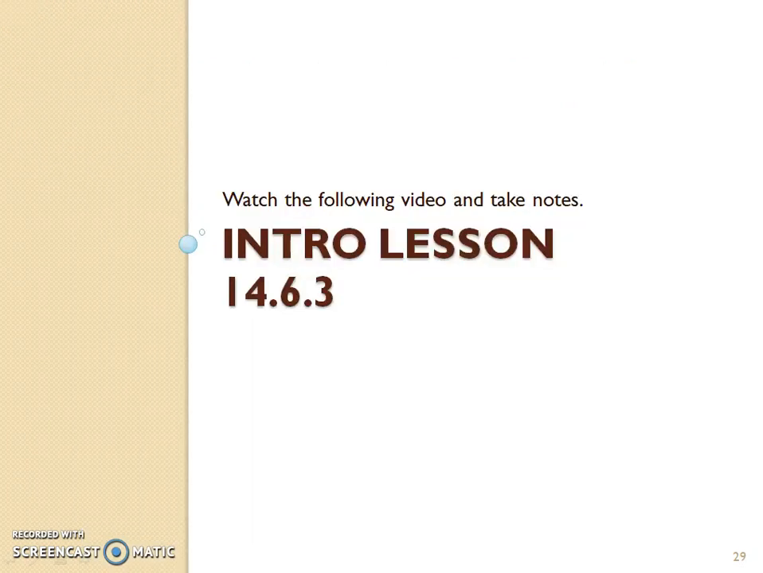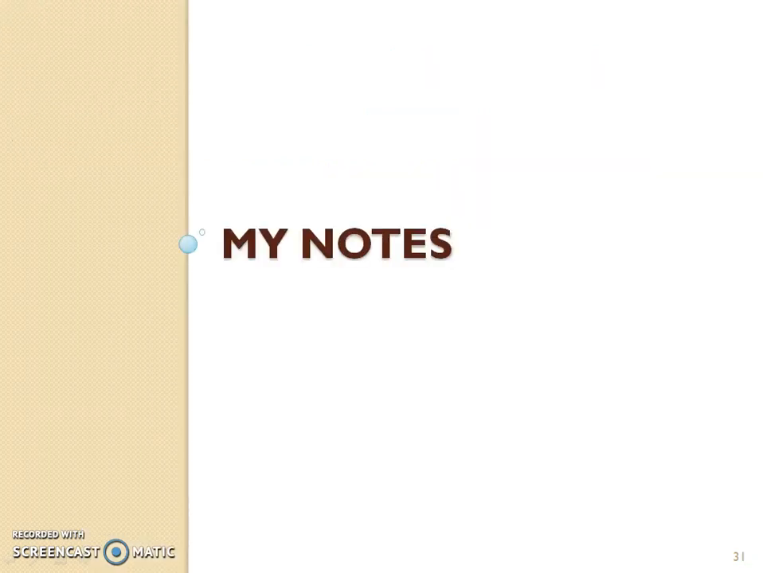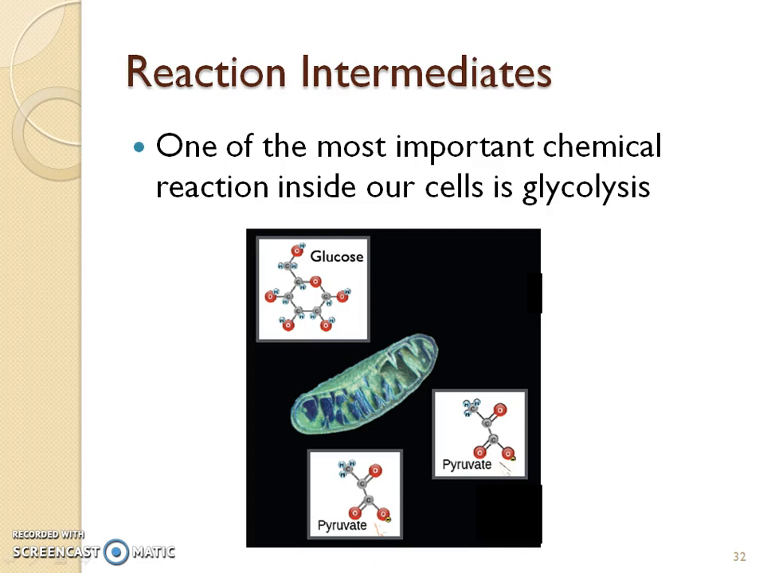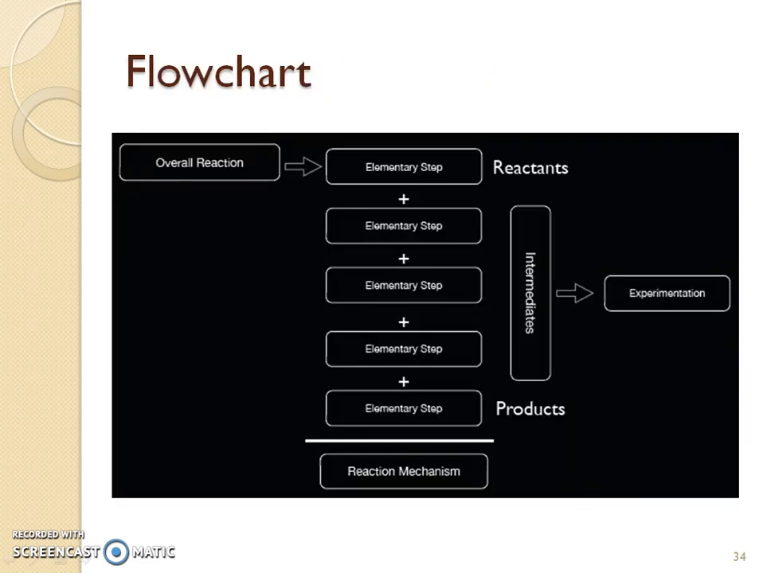So you should have also watched the next intro lesson on reaction intermediates. My notes include, well, the most important chemical reaction is these cells, okay? So again, a lot of biochemistry going on here. So again, this happens in steps, and there's these intermediates along the way. They are very important. Again, a nice little flow chart.